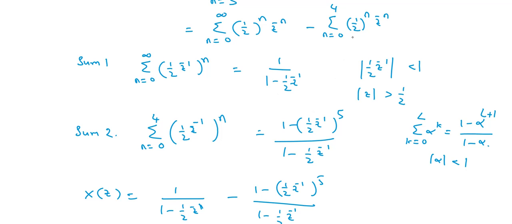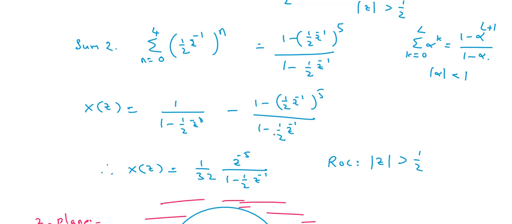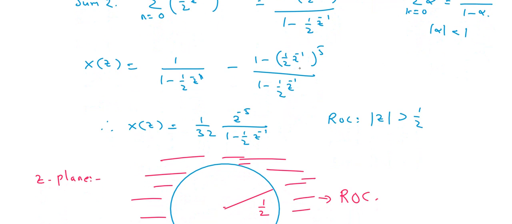And then we use the definition for a finite number of terms, that is summation of a finite number of terms for a geometric series where alpha is absolutely less than 1. In that case we have this result, and then the overall z transform is the difference of these two. Here it is very simple. Upon simple algebra, we get that X of z is equal to 1 by 32 into z power minus 5 by 1 minus 1 by 2 z inverse.